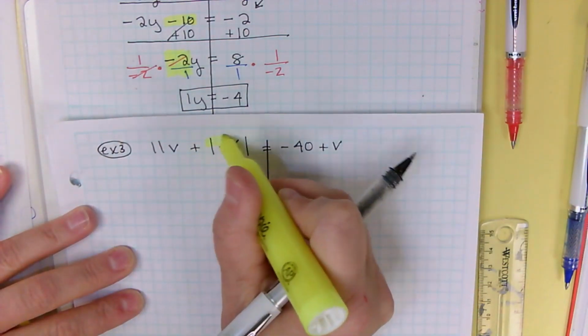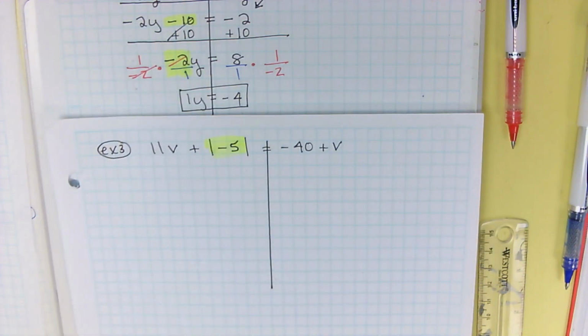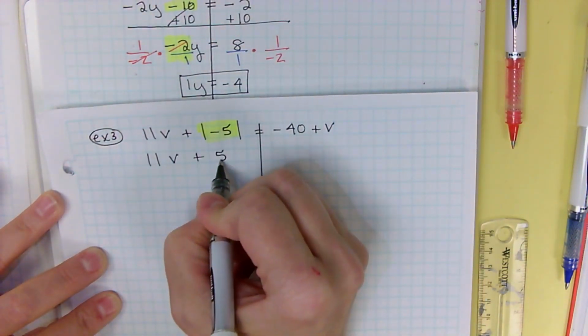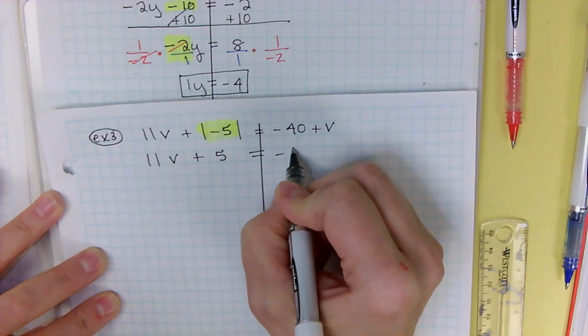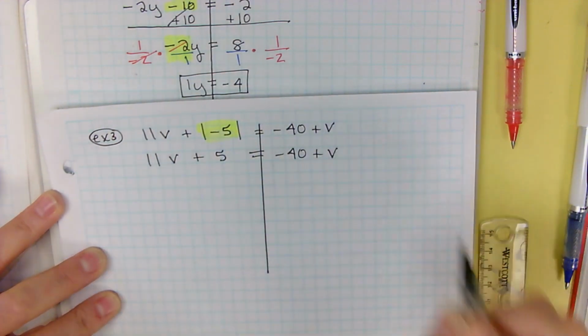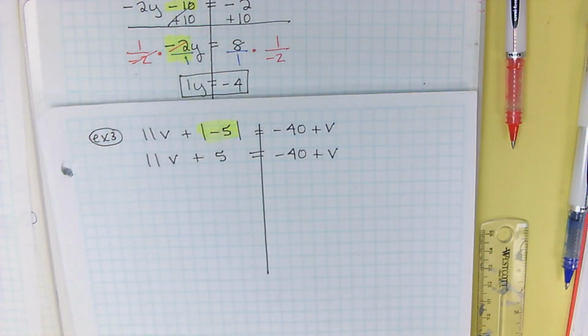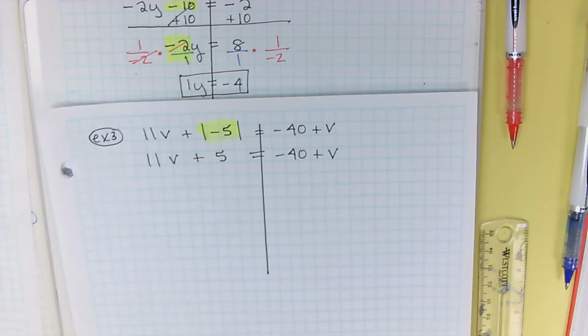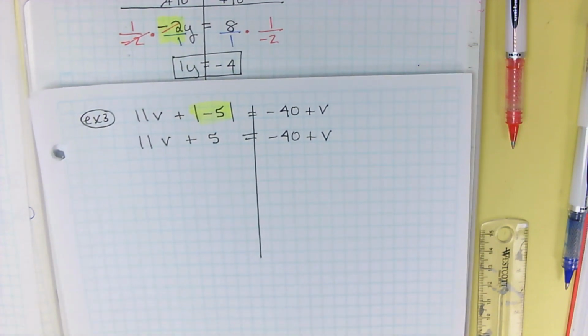Okay, step 1, simplify. This one, we have something to simplify. We can simplify the absolute value. And the absolute value of any number is positive. So this is going to be 11v plus 5. And we just recopy the rest, equals -40 plus v. And we are simplified. I can't add a v to a number, so there's nothing else to do for step 1.